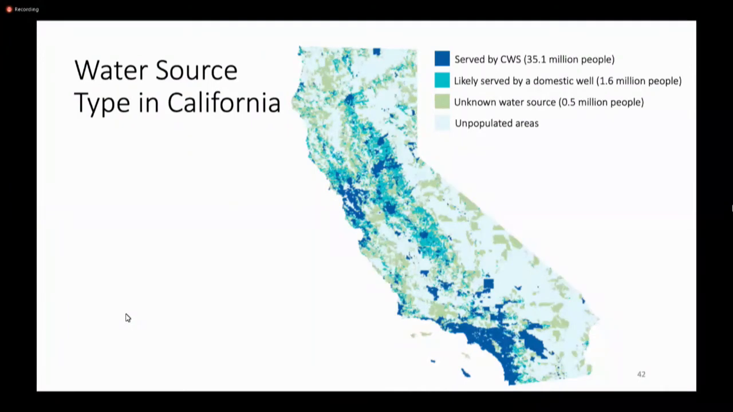This shows our statewide results for water type. We estimate that about 35 million people are served by a community water system, and 1.6 to 2.1 million people are served by a state small or private domestic well. And as a reality check, these numbers are pretty consistent with USGS estimates and other research estimates of California's so-called self-supplied population. Those estimates range from about 1 million to 2.5 million.